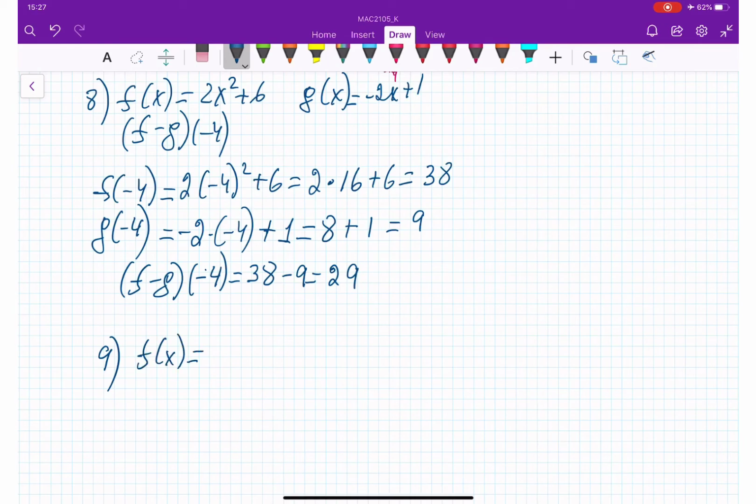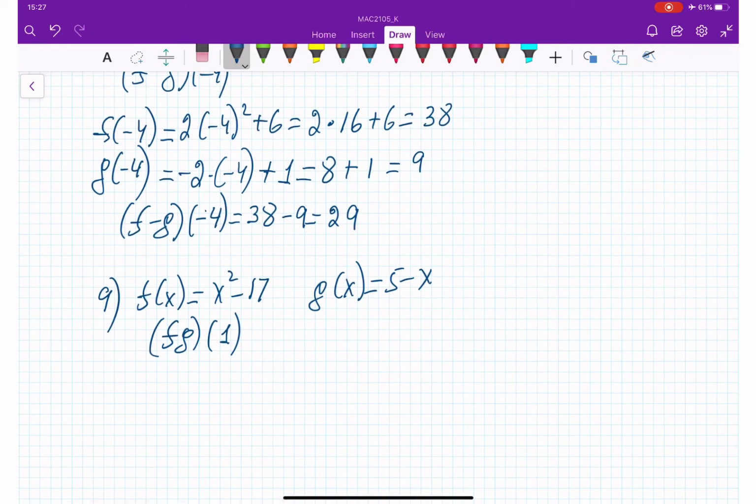Question number 9. f of x is equal to x squared minus 17, and g of x is equal to 5 minus x. All right. What we are doing here in this case, f times g of 1. So we need to multiply. So f of 1 is equal to 1 squared minus 17. It's going to be -16, yes?